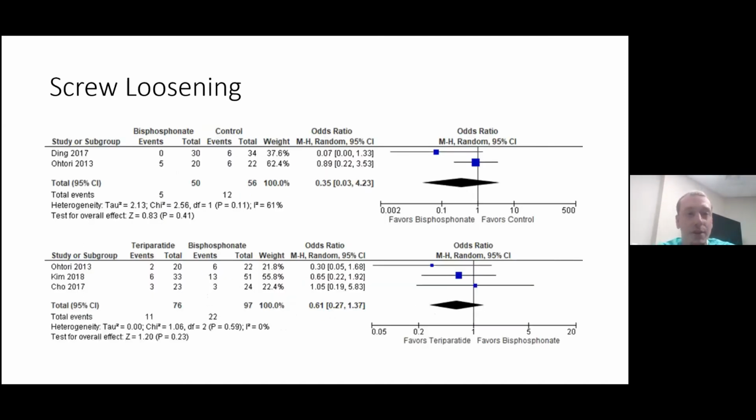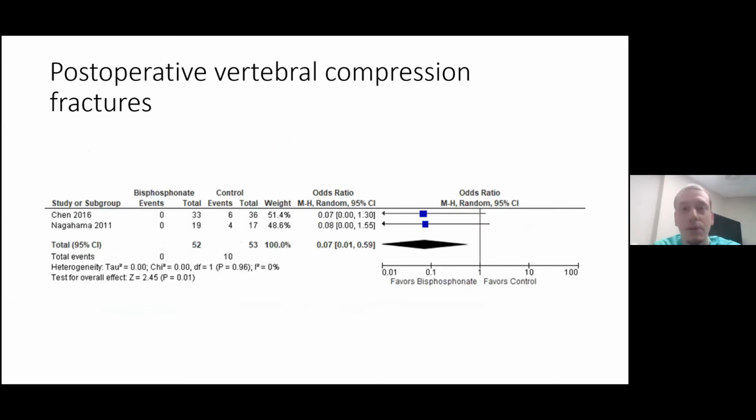In respect to screw loosening, there were 2 studies that looked at bisphosphonates, and there was no difference when compared to a control group at 12 months. The same happened when comparing teriparatide to bisphosphonate. There was no significant difference in screw loosening at 12 months. In respect to postoperative vertebral compression fractures, there were 2 studies that looked at bisphosphonates compared to a placebo group, and patients that underwent bisphosphonate treatment had lower rates of vertebral compression fracture at 12 months.